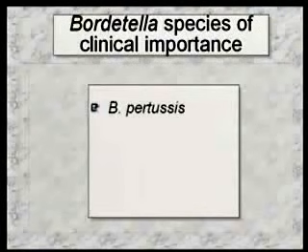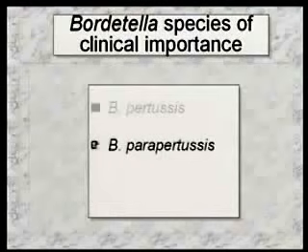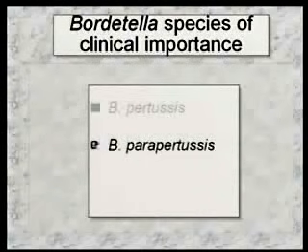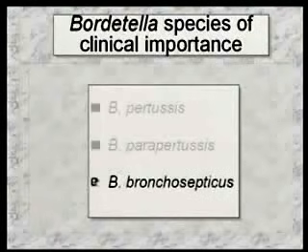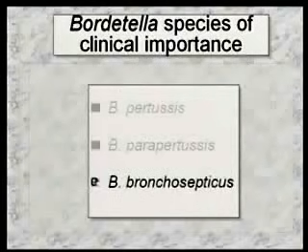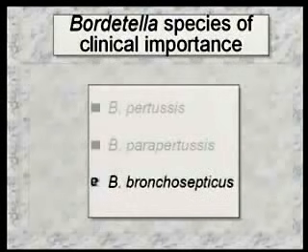So pertussis is one of the organisms. Parapertussis has pertussis-like symptoms, but a very mild disease, very, very much milder. And then the third organism is Bronchiseptica, that causes mild bronchitis. And I'm not going to give too much time to the last 2 organisms, Parapertussis and Bronchiseptica.